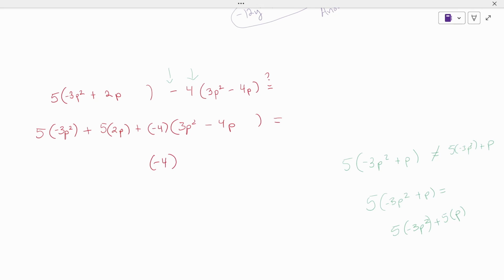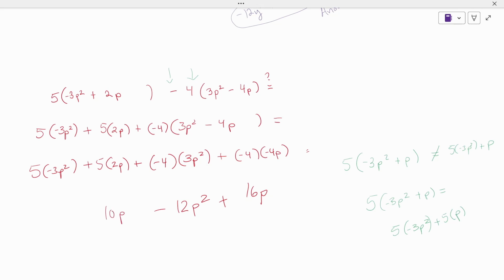By the distribution law, you'll multiply the -4 by 3p squared, and we'll have the -4 times -4p. So we got 5 times negative 3p squared and 5 times 2p. Okay. Negative negative is a positive. 4 times 4 is 16, so we get 16p. Positive negative is a negative. 4 times 3 is 12p squared. You get 5 times 2 is 10. And positive and negative is a negative. 5 times 3 is 15. So you get -15p squared plus 10p minus 12p squared plus 16p.